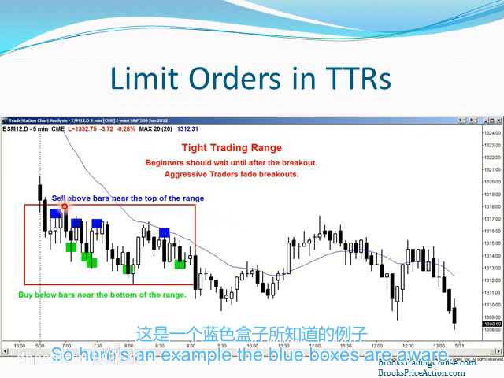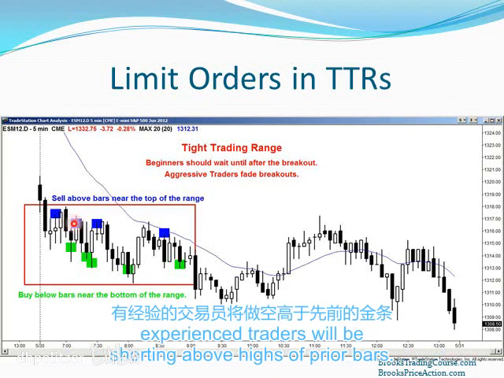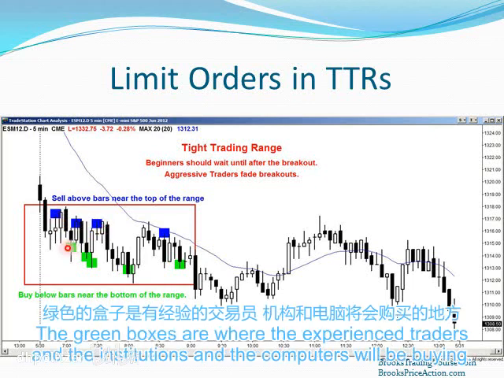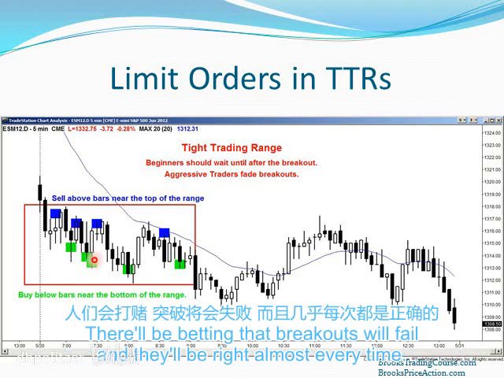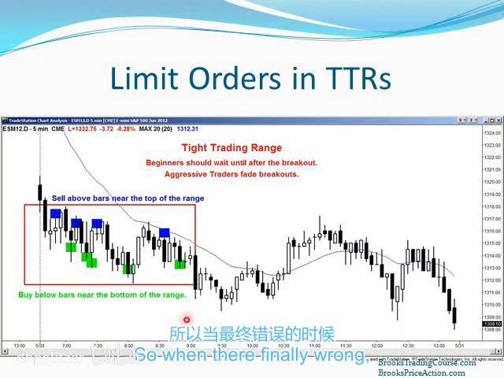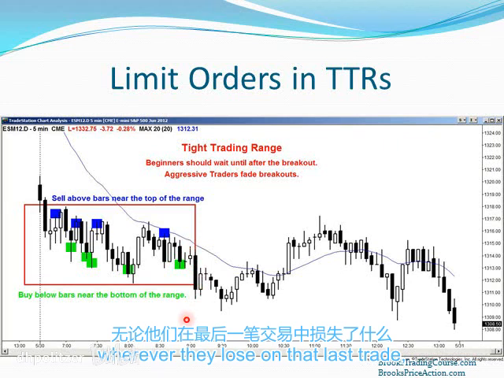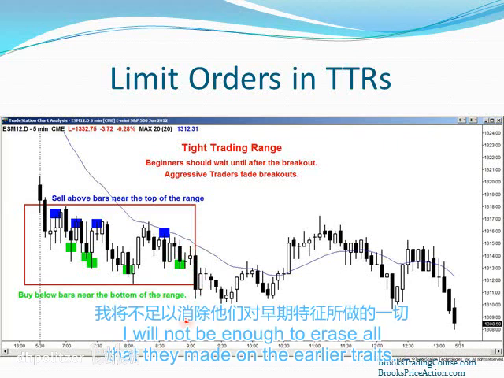So here's an example. The blue boxes are where experienced traders will be shorting above highs of prior bars. The green boxes are where the experienced traders and the institutions and the computers will be buying. They'll be betting that the breakouts will fail, and they'll be right almost every time. So when they're finally wrong, whatever they lose on that last trade will not be enough to erase all that they made on the earlier trades.